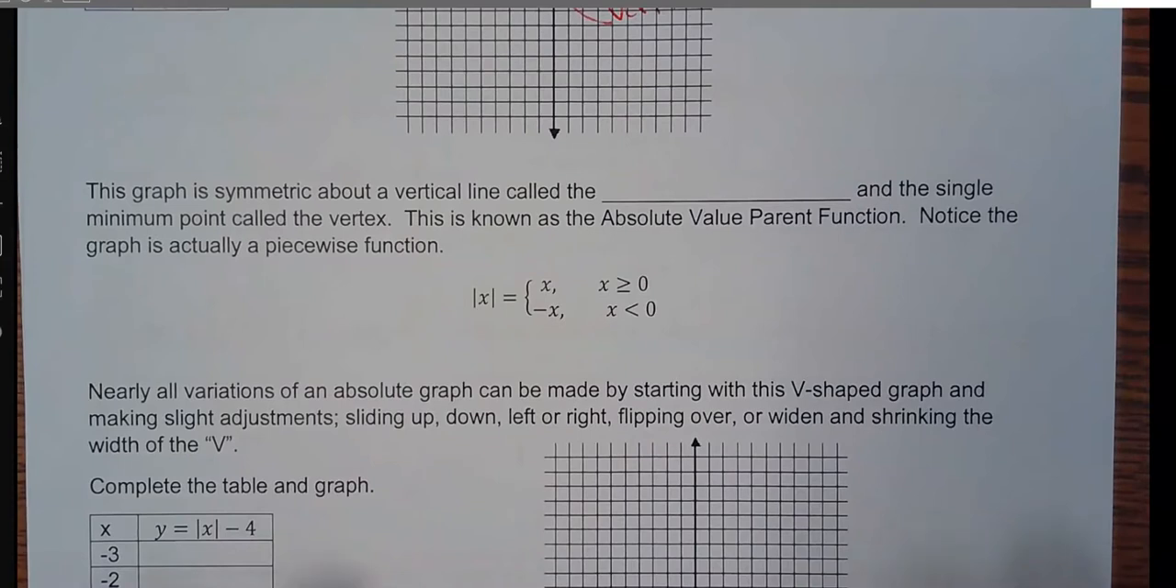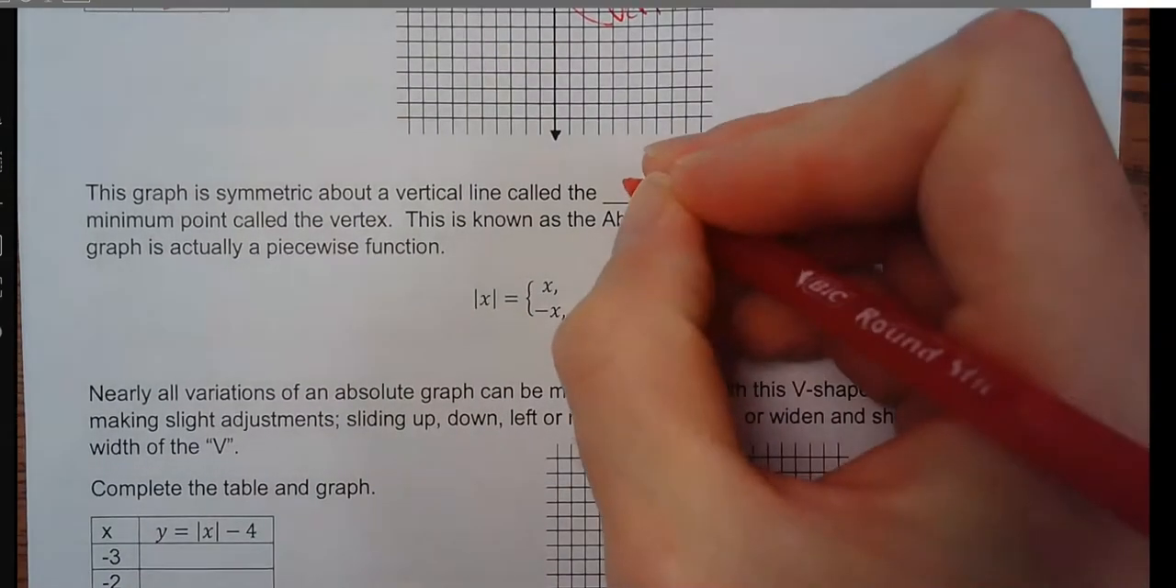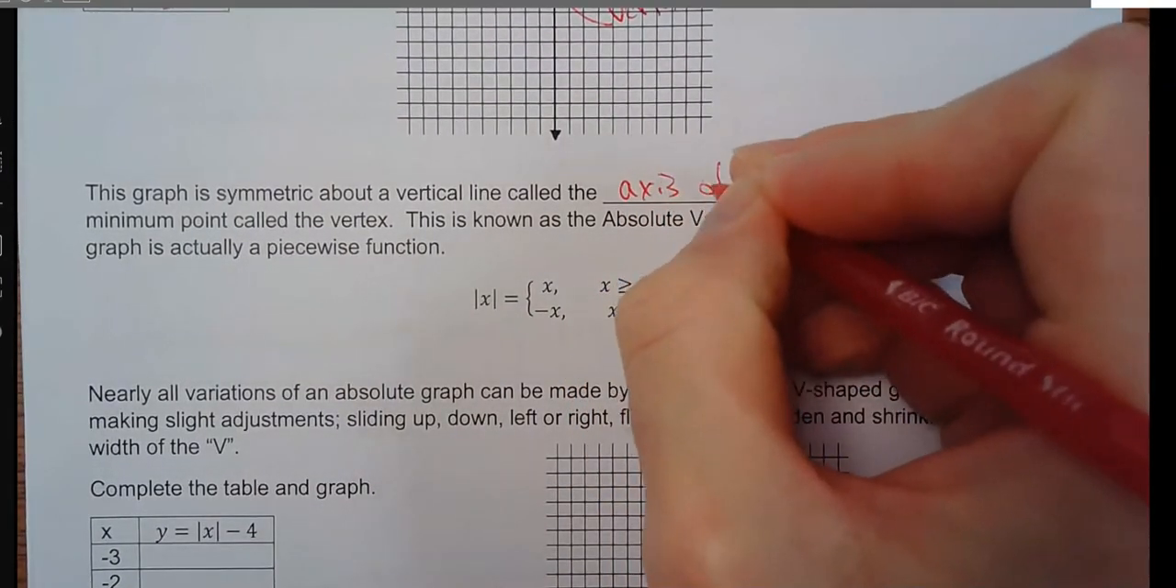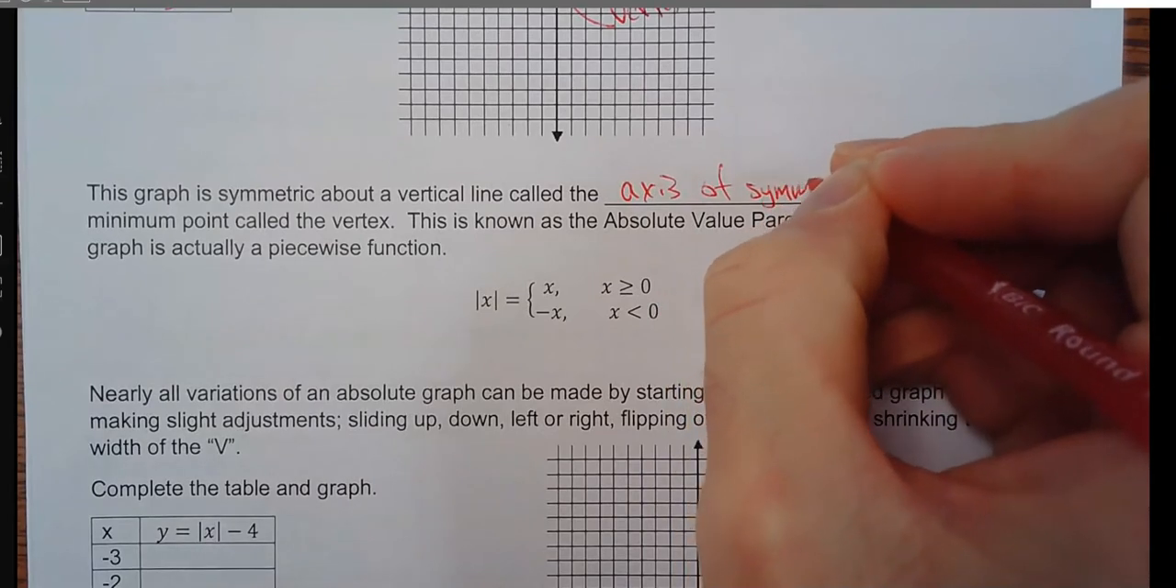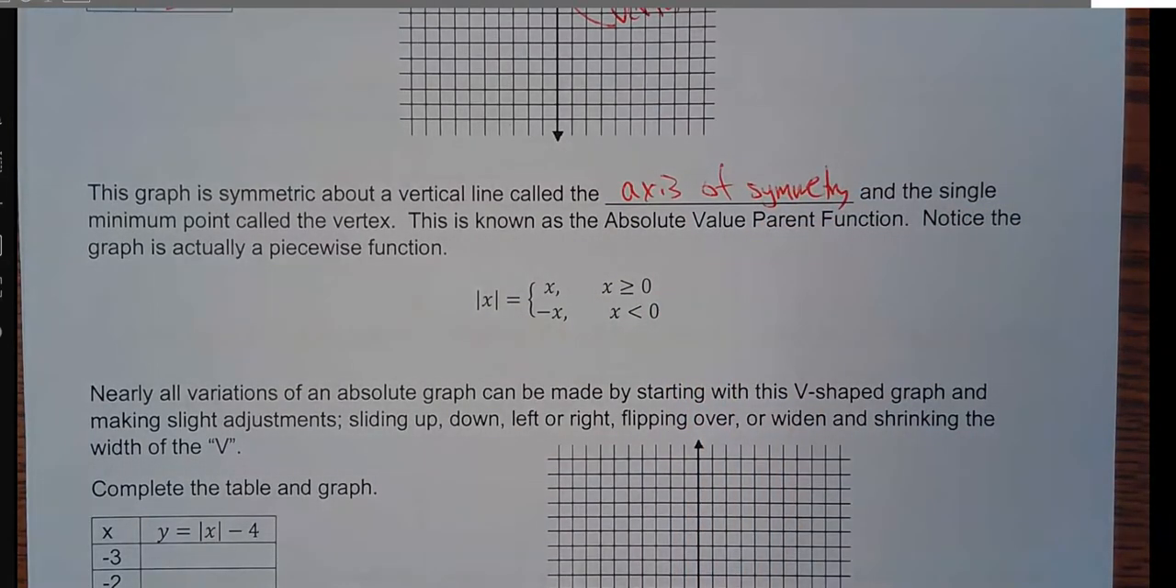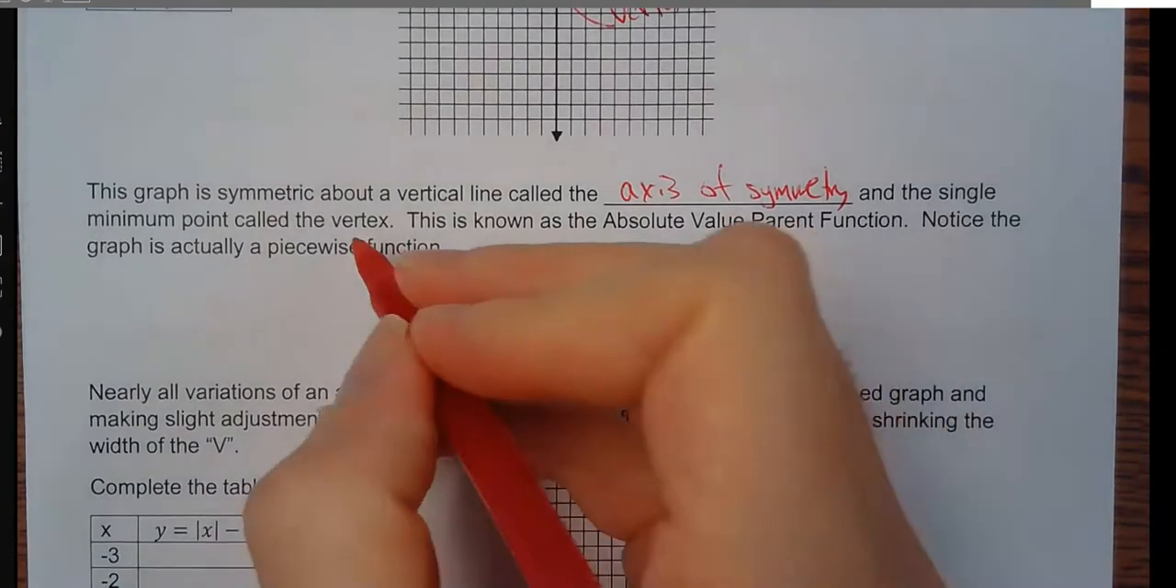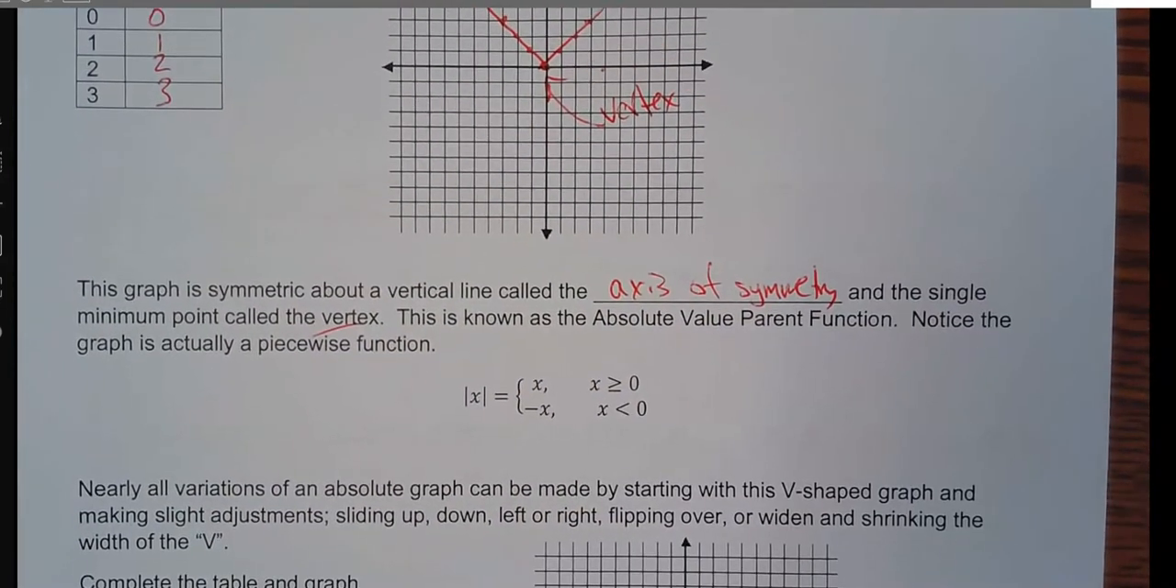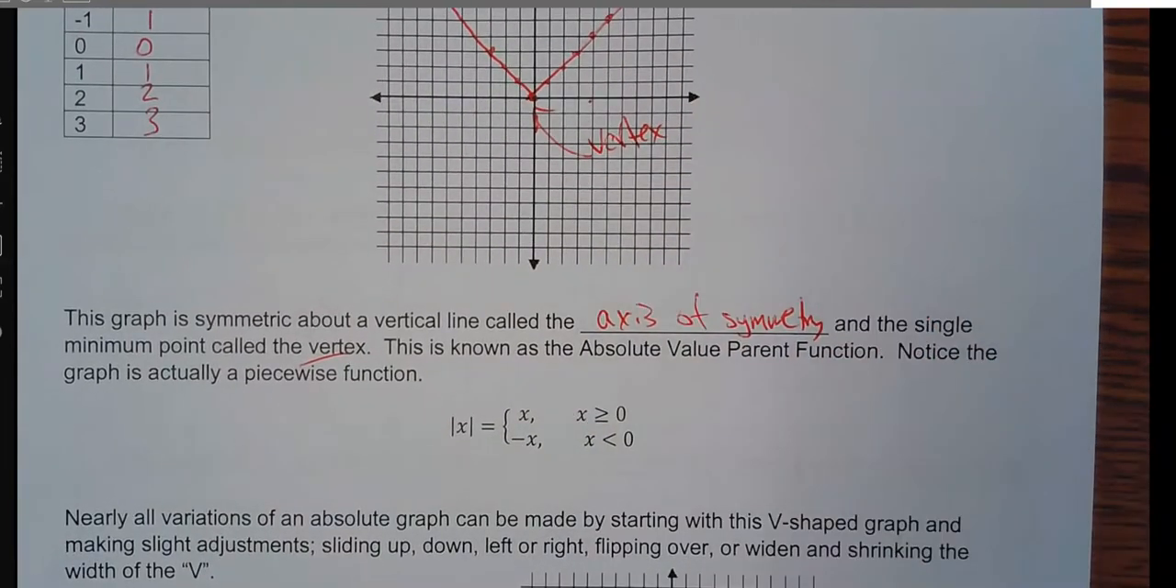The graph is symmetrical about a vertical line called the axis of symmetry, and has a single minimum point called the vertex. We said that vertex. This is also known as the absolute value parent function. Okay, so the parent function.